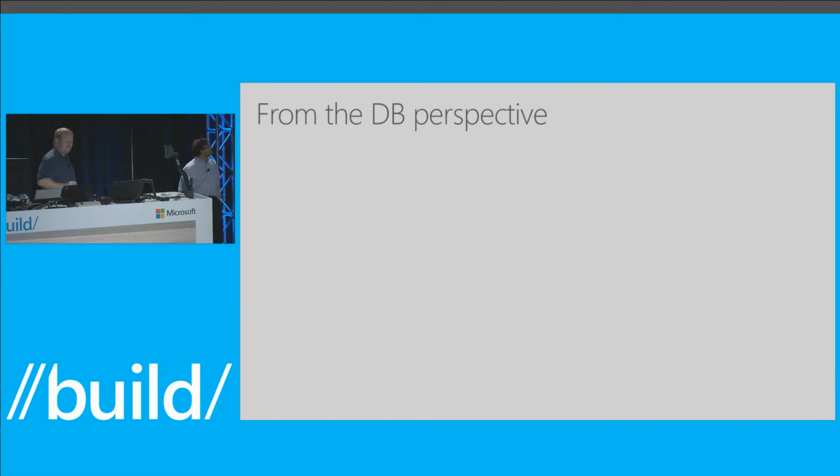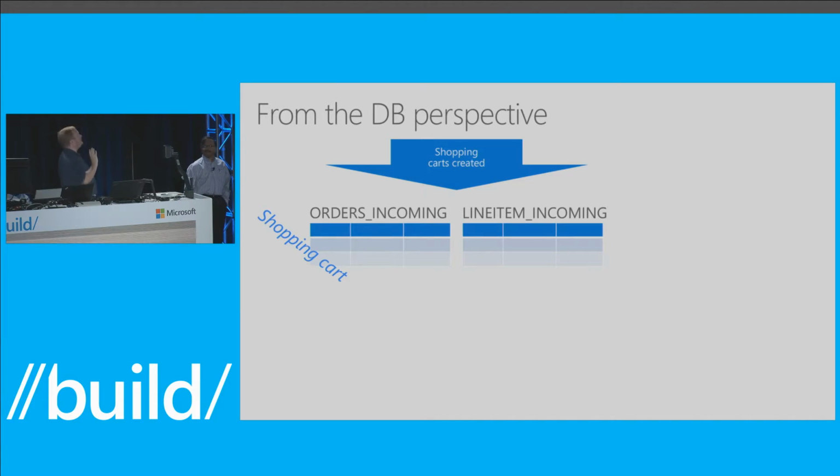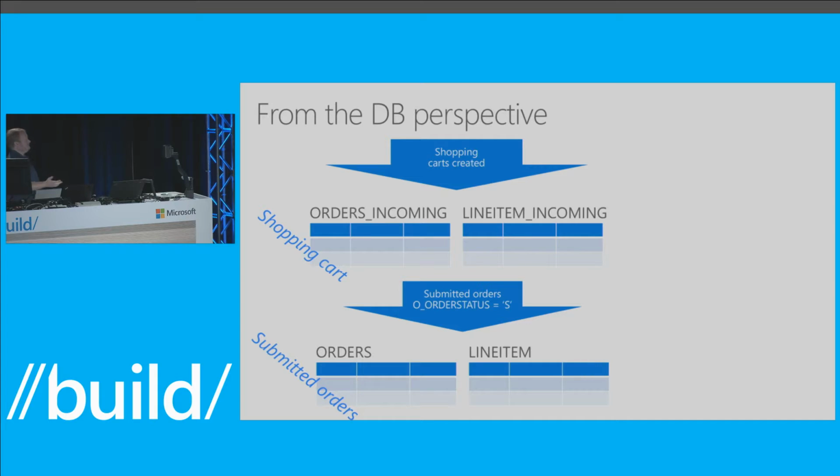And then from the database perspective, this is kind of what it looks like. So we have shopping carts getting created, and those go into orders incoming and line item incoming tables. And those tables are main memory optimized. I'll show you all of the code. Then, once they submit the order, then apparently order status S, those get moved into the order and line item tables, because that's submitted orders versus shopping baskets. And then we also have a table where we store our models. So remember the model that Nagesh created. That model is basically a little program, and from an integration perspective, it's just a varbinary(max), right, that we store.